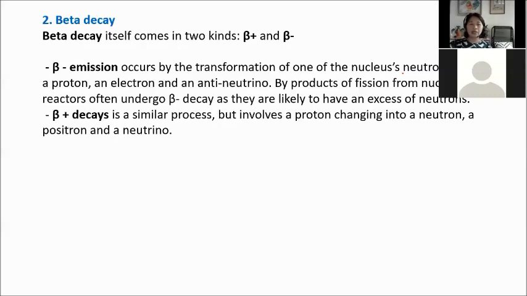While beta positive decay is a similar process but involves a proton changing into a neutron, a positron, and a neutrino.